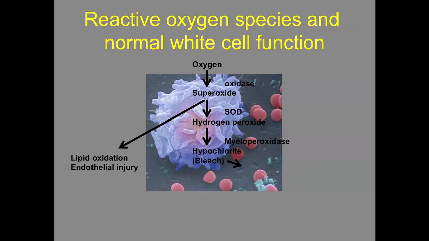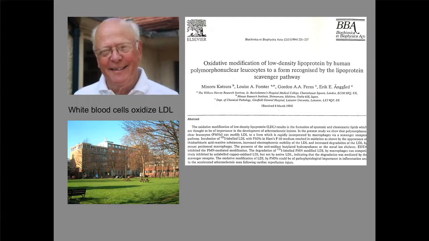They cause lipid oxidation and endothelial injury, that is, the lining of the blood vessel wall is potentially damaged by them. And I work with my colleague Eric Angord in Barts, looking at the cellular conversion and production of oxidized LDL, which is a molecule I'll describe to you in a little while, and why it's important. But we found that a particular sort of white cell can produce this modification of LDL.